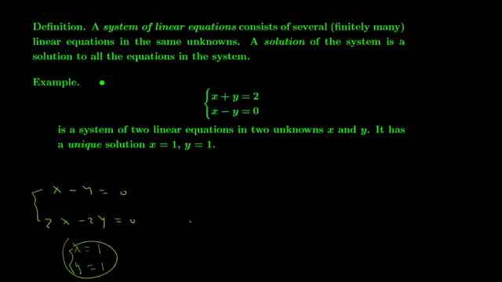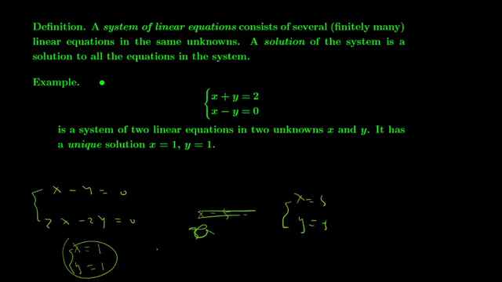3, 5 is not good. An x value of 3 and a y value of 5 is not a solution to the system. Why? Because if you replace x with 3 and y with 5, then 3 minus 5 is not 0. That's not a solution. 3, 5 is not a solution.